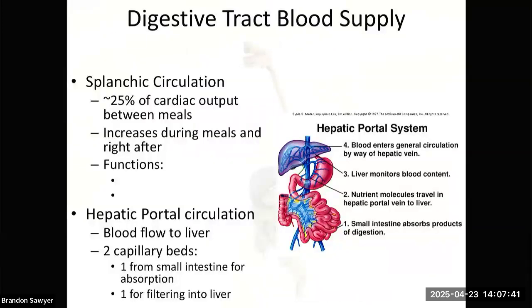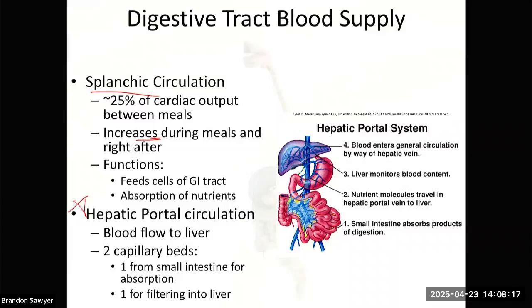One would be the blood supply to the GI tract. The blood supply is known as the splanchnic circulation. This takes 25% of our cardiac output, so lots and lots of blood goes to the GI tract, and that increases even more during meals and right after meals. The functions of this would be, first of all, to feed those cells of the GI tract that need a lot of energy, nutrients and fuel to do their work. But then also, we have to absorb the nutrients into the blood and take those nutrients to other places in the body. So we need blood for that.